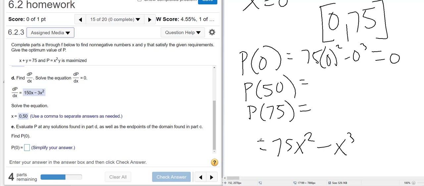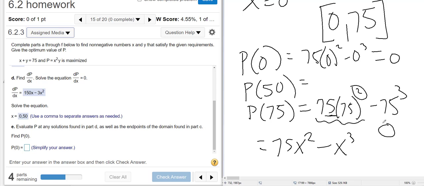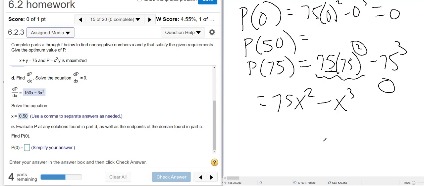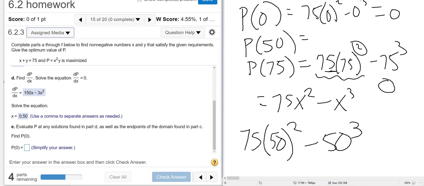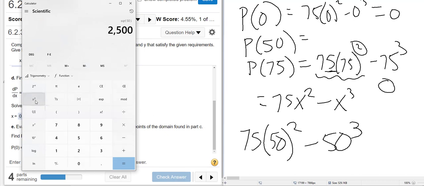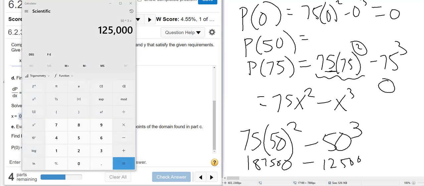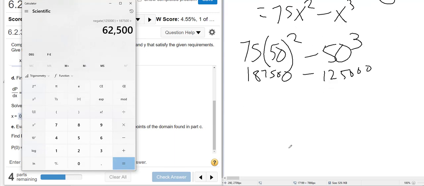If we put 75 in, that's going to be 75 times 75 squared minus 75 cubed. Well, that's 75 cubed also, because there's two of them here and one more here, so that's going to be 0. So the only one we really have to evaluate is 50, so it's 75 times 50 squared minus 50 cubed. So let's see how much that is. So 50 squared is 2,500 times 75 is 187,500. 50 cubed, 50 to the third, is 125,000. So the difference between those is 62,500.